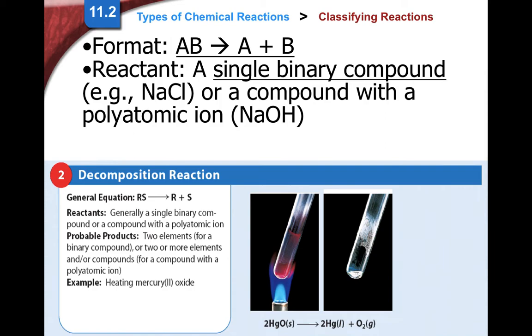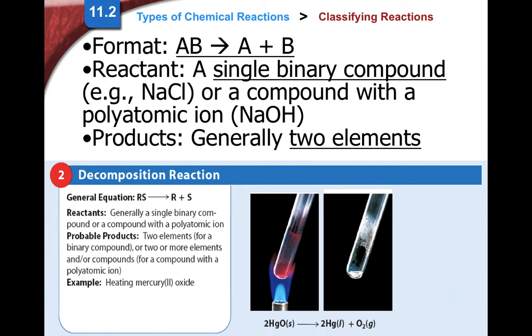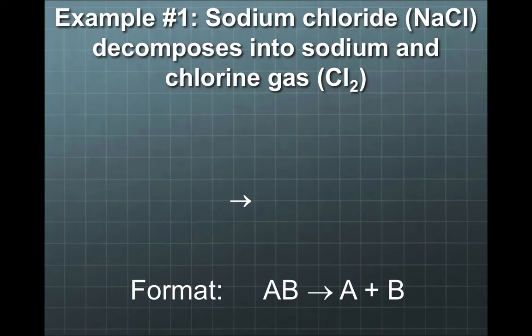A binary compound means it has 2 different elements in it, like NaCl, salt, or sometimes AB is going to be a compound that has a polyatomic ion in it, like hydroxide, OH, and those can break down in multiple different ways. Now, the products, as I said again, are generally two elements, but not necessarily. Okay, so let's just look at 3 examples and we'll be done.